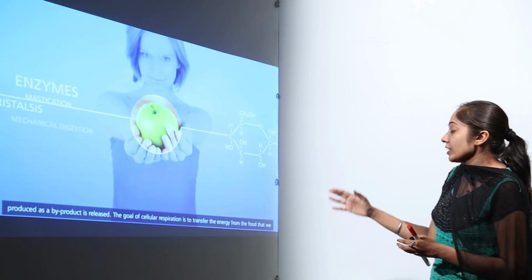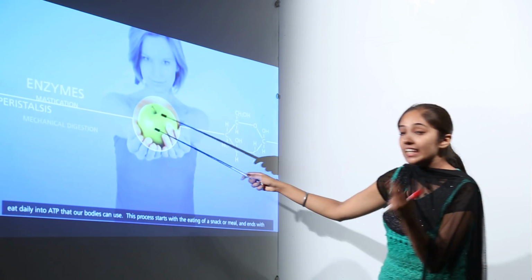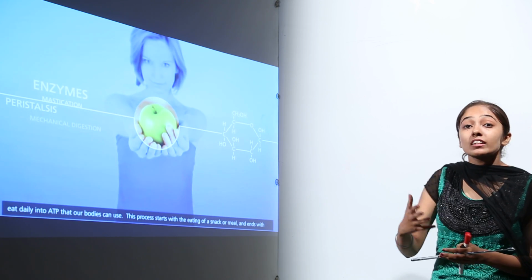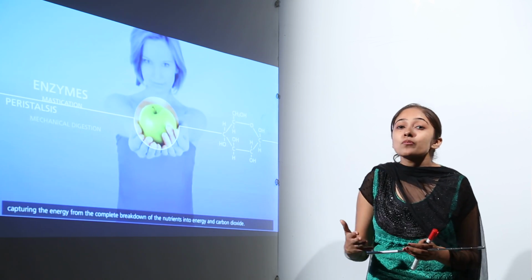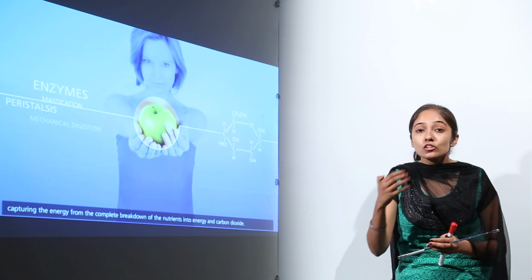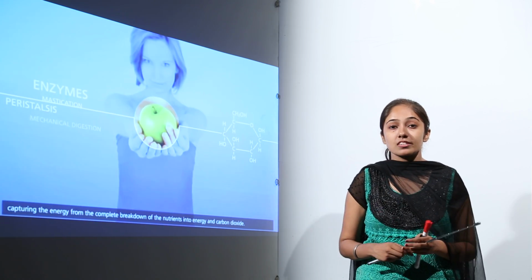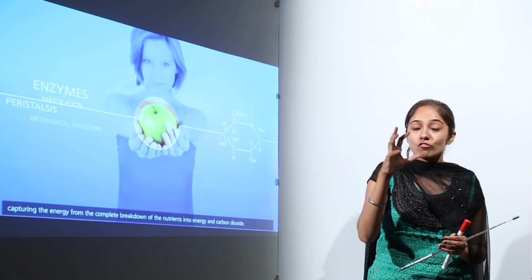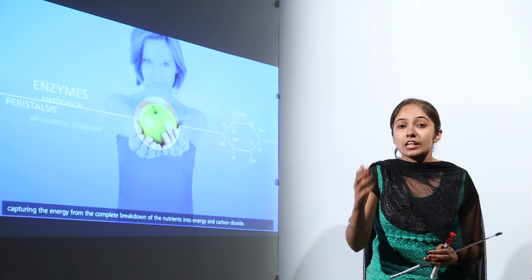The goal of respiration is to transfer the energy from the food that we eat daily into ATP, the energy currency of the cell. And what is the byproduct? The byproduct is carbon dioxide, which needs to be removed. So this was a summarized view of the respiration process that occurs in 4 stages. Remember that we have glycolysis, oxidation of pyruvate, the citric acid cycle, and at the end the electron transport chain.